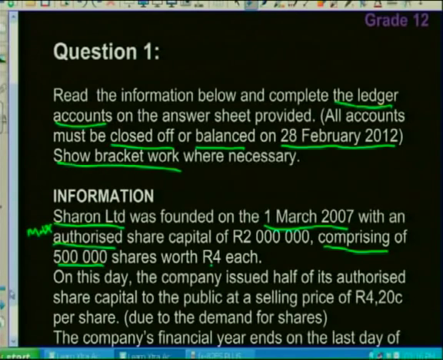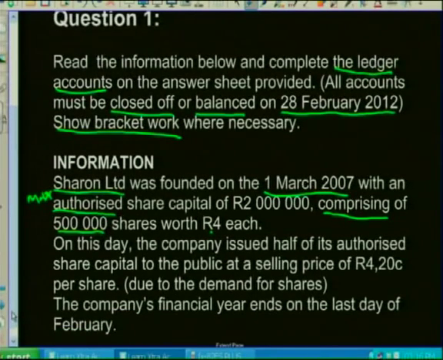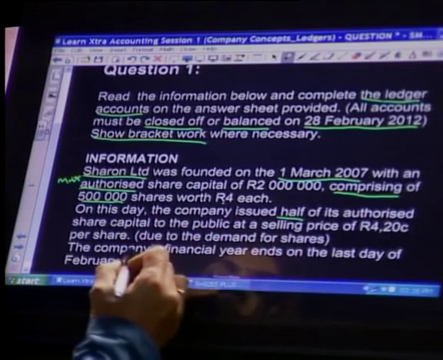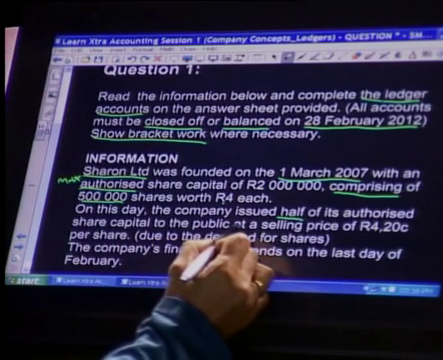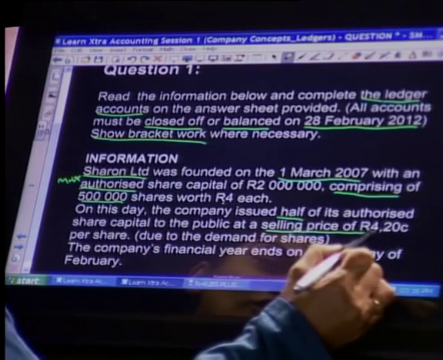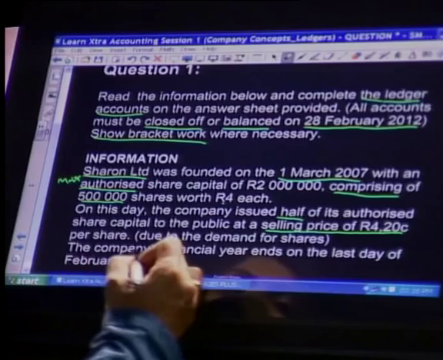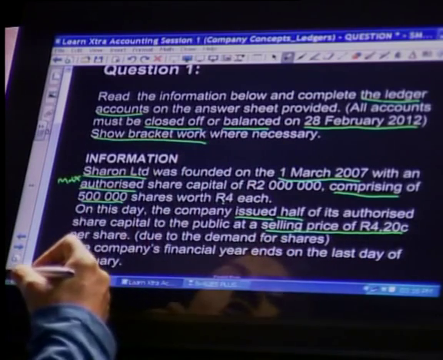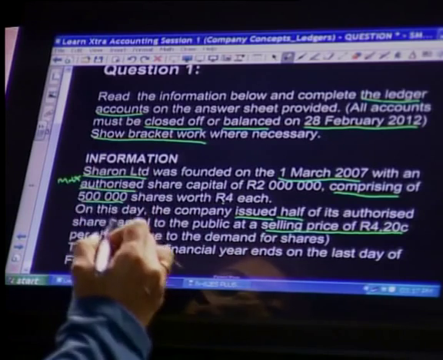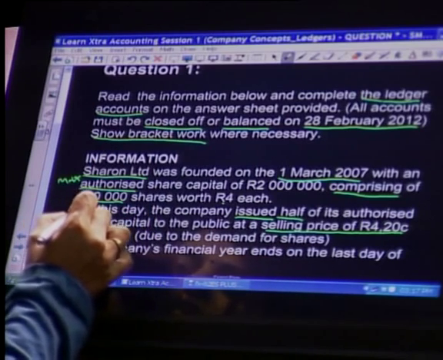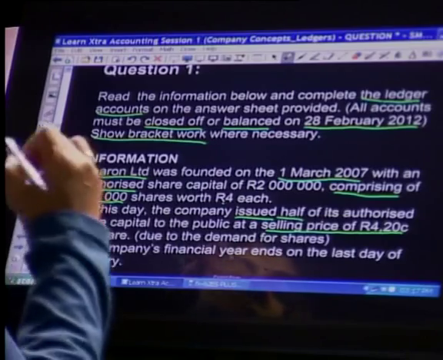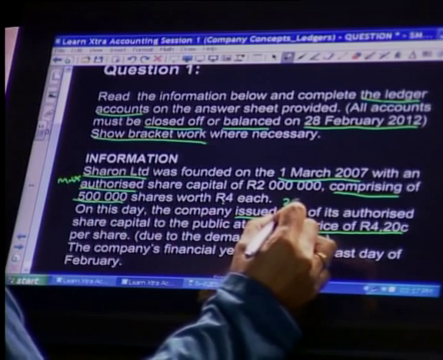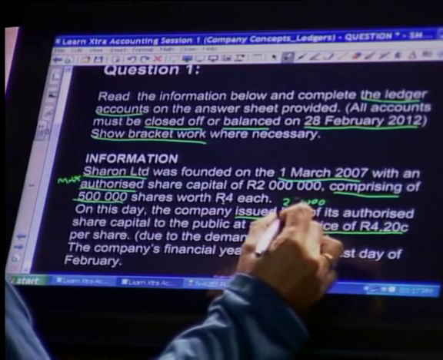On this day, in other words on the 1st of March 2007, the company issued half of its authorized share capital to the public at a selling price of 4 Rand 20 cents. So immediately, if the company has issued half of its authorized shares, remember the maximum shares the company can issue is 500,000. Half of the 500,000 would give me 250,000.